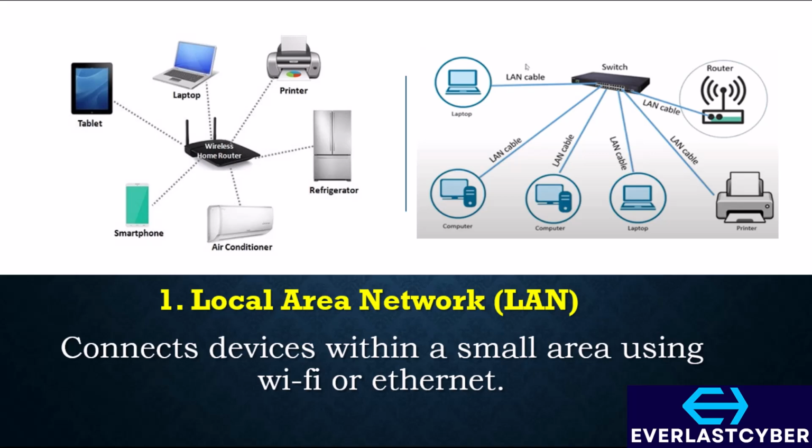For the wired connections, it makes use of Ethernet cables like we can see on the right. And for the wireless connection, it uses Wi-Fi to connect devices. We can see a picture on the left where a wireless home router is used to connect various devices to the network. The LAN can include switches, routers, access points, as well as network interface cards, and it can be used for sharing of resources like printers, files, applications, as well as internet connection among the connected devices.